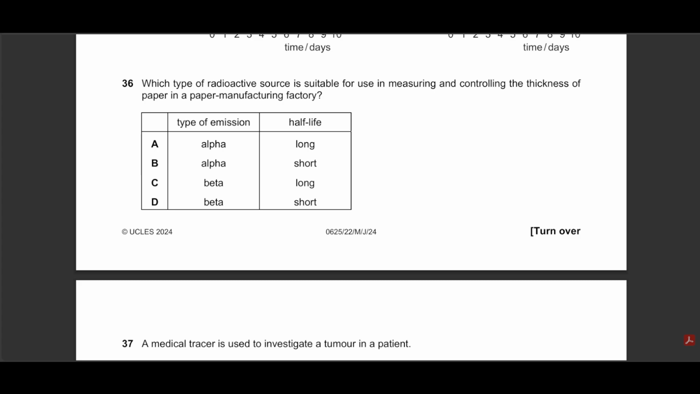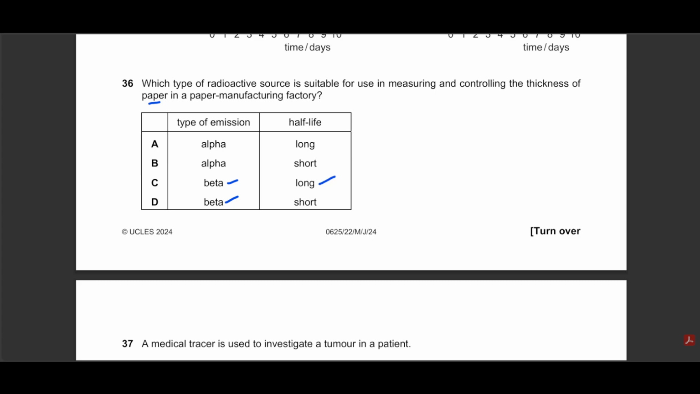Which type of radiated source is suitable for measuring and controlling the thickness of aluminium or paper industry? So it is for paper, I think we choose alpha or beta. So we would choose beta because alpha would be absorbed. We want to detect it somehow. And we need a long half-life.